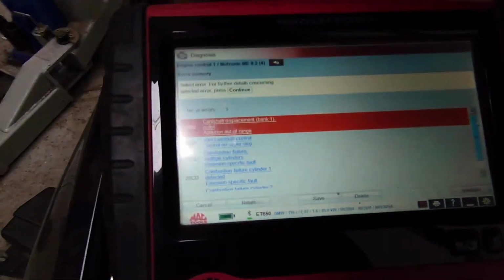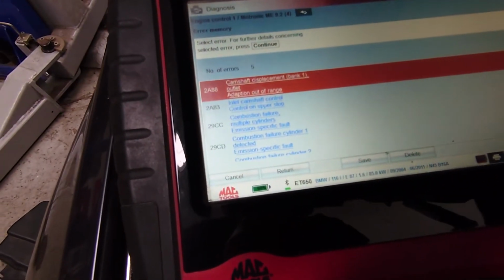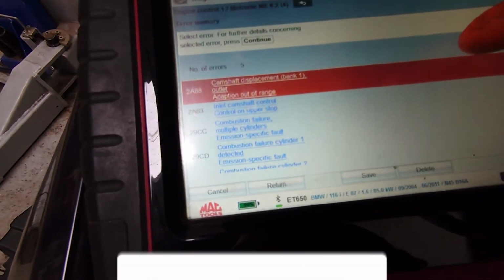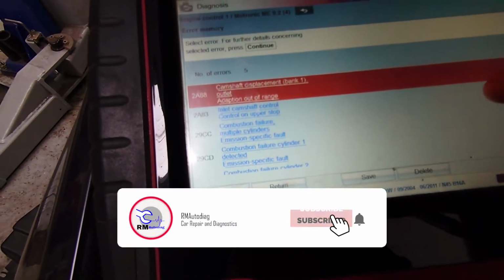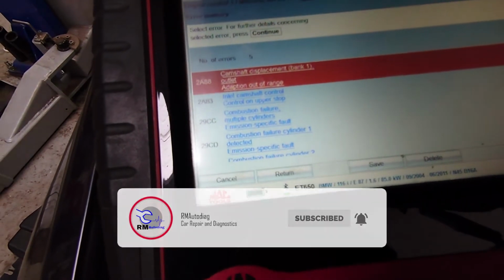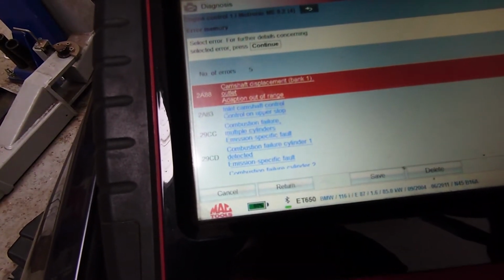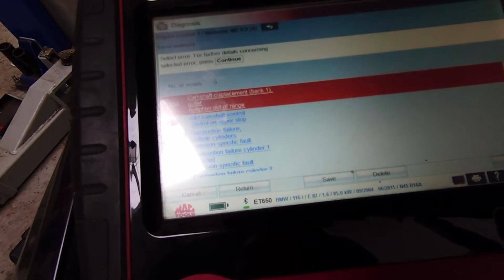Right, okay, so get rid of that glare. We've got a few codes in this. We've got camshaft displacement, inlet camshaft control, and some misfire codes as well. So what I've been asked to do is have a look and see if we can work out if there's a timing issue with this car.